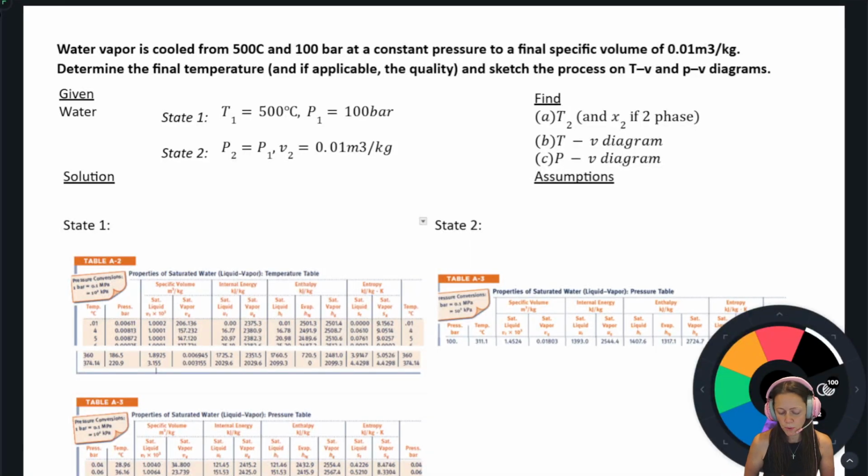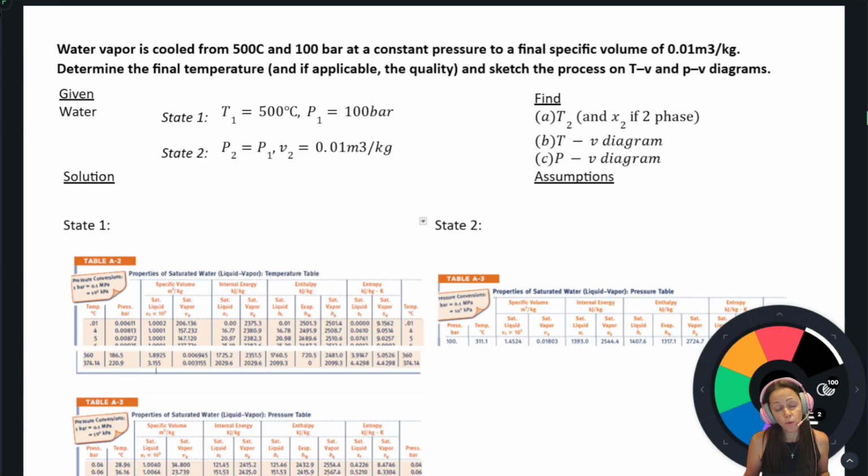All right, so we have water cooled from 500 degrees Celsius and 100 bar at a constant pressure to a final specific volume of 0.01 meters cubed per kilogram. We want to find the final temperature and the quality if it's two-phase, and then we'll draw things on a TV or a PV diagram. Okay, perfect. So I will need the temperature, pressure, and specific volume at both states, and then, of course, the quality if it's necessary.